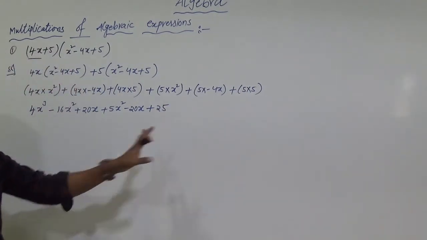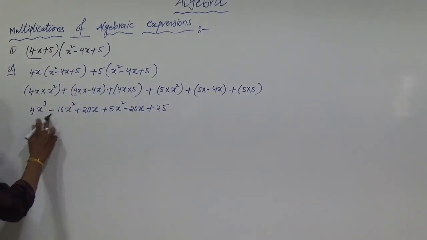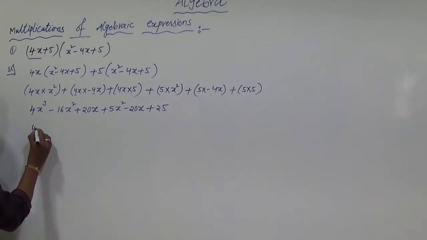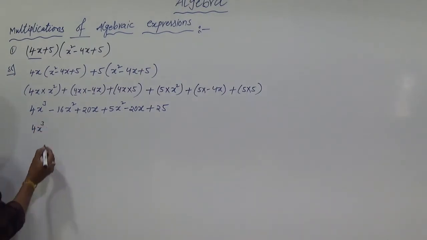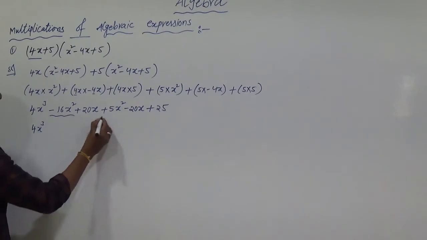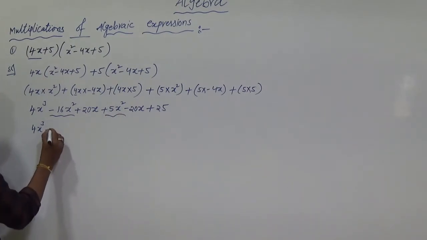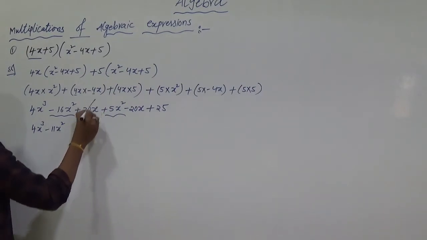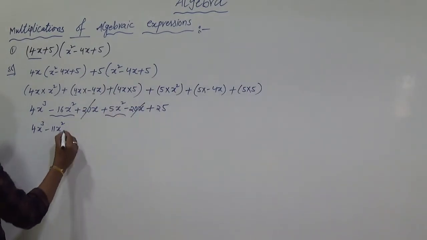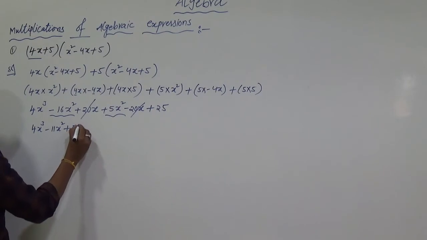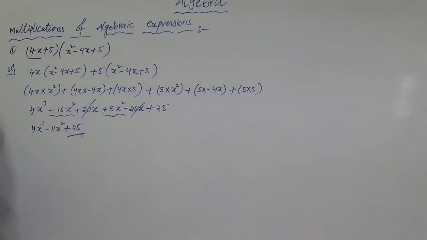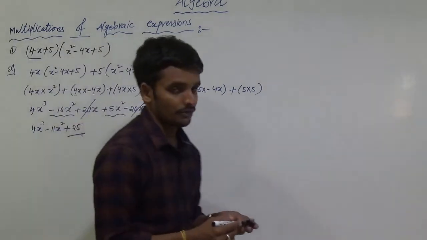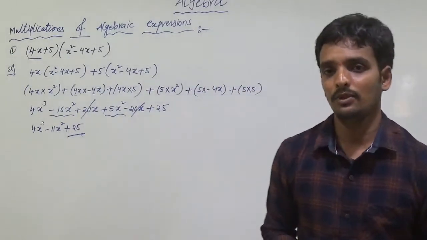So we have to find if there are any like terms. X cube, here there is no like term, so we write 4x cube. Now x squares: here minus 16, here plus 5, that is minus 11, so minus 11 x square. Plus 20x minus 20x are cancelled. The last term is 25. This is the way of multiplication of a binomial by a trinomial.